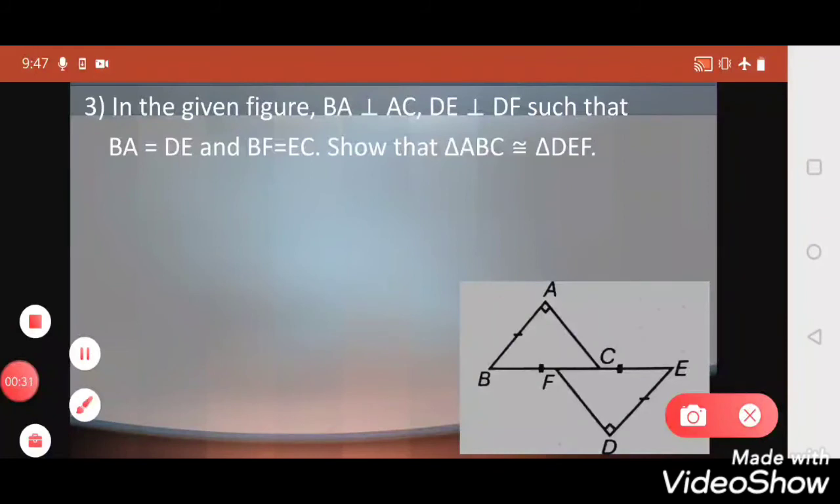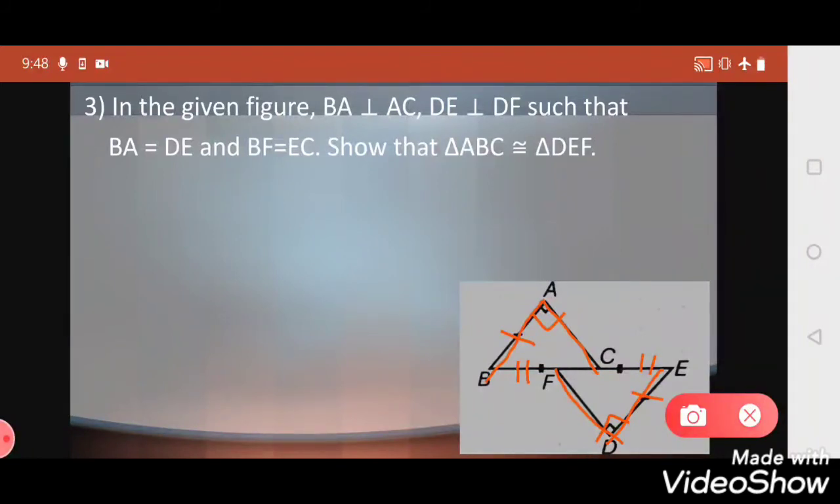What is given? It is given that BA is perpendicular to AC, means your angle A will be 90 degree. Similarly, DE is perpendicular to DF, so angle D will be 90 degree. And it is given that both are perpendicular in such a way that BA is equal to DE and BF, this is your BF, equal to EC. This is given. And we have to prove that triangle ABC is congruent to triangle DEF.